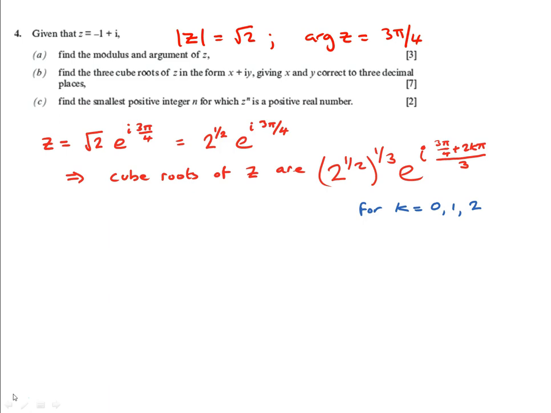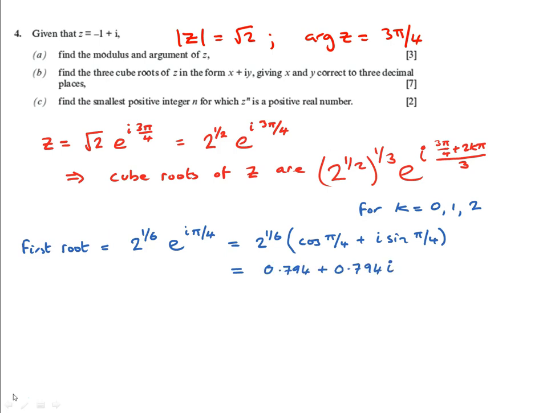If we start off with k equals 0, that gives me 2 to the 1/6 times e to the i pi by 4, which is the same thing as 2 to the 1/6 times cos pi by 4 plus i sin pi by 4, which we can calculate as 0.794 plus 0.794i.